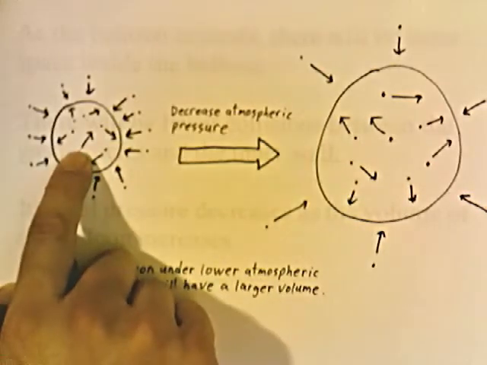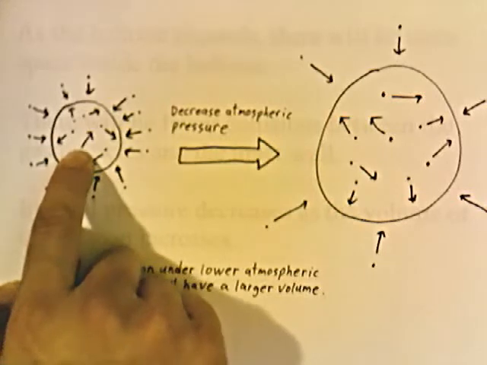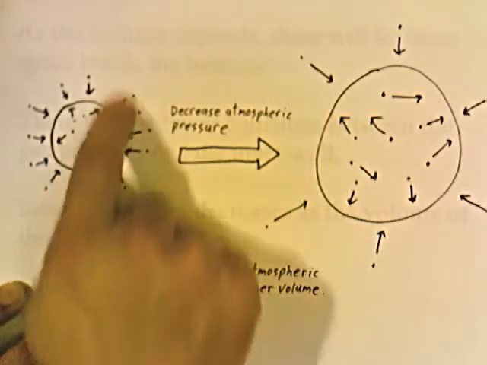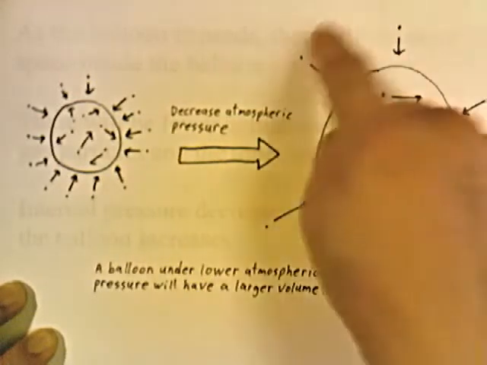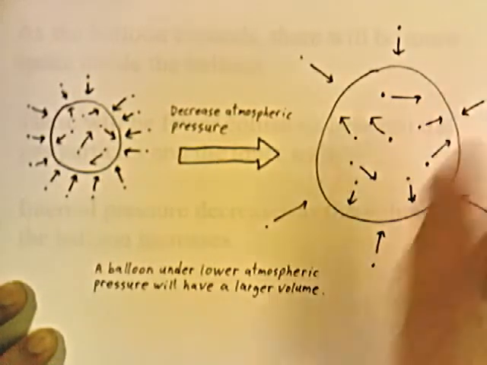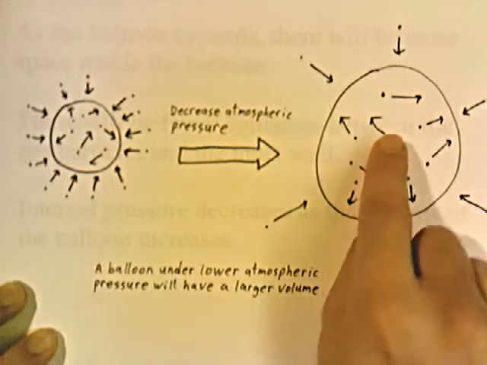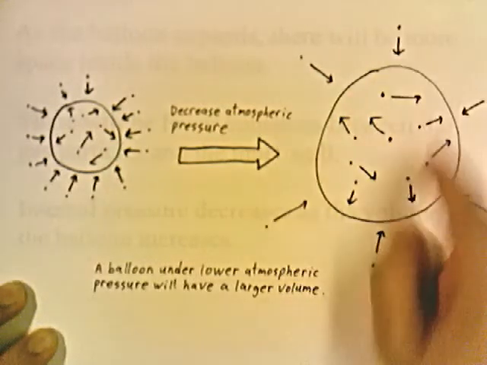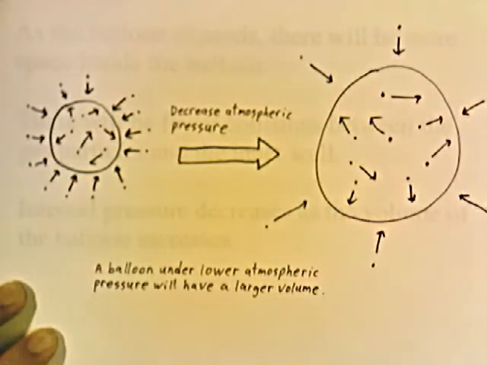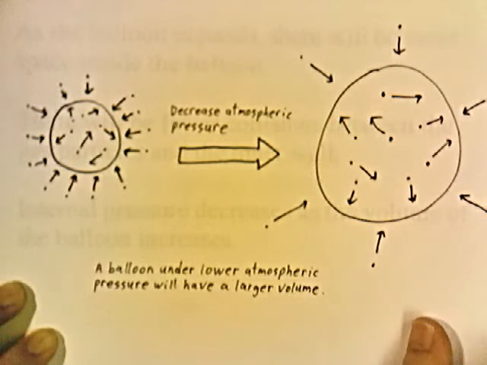Let's say we take the balloon to the top of a mountain where the air is thinner, so there are fewer air molecules and there'll be a decrease in atmospheric pressure. Well, if there are fewer air molecules pushing inward, then that allows the pressure inside to push outward, and the balloon will expand in size. So a balloon that's under lower atmospheric pressure will have a larger volume.